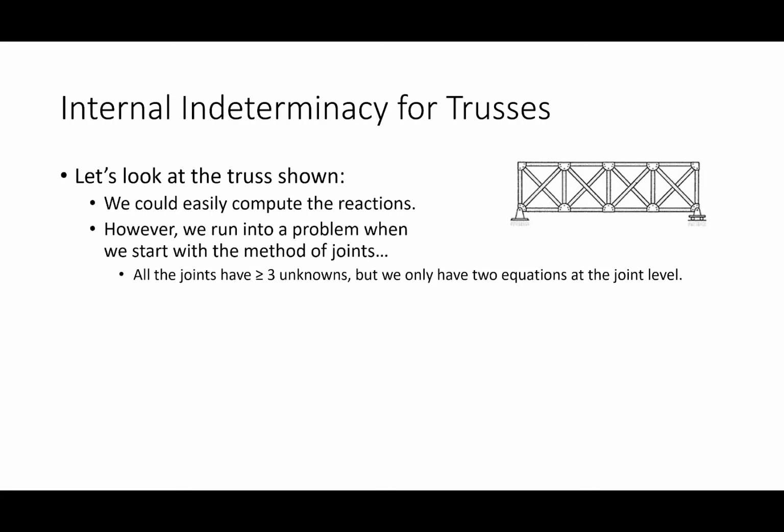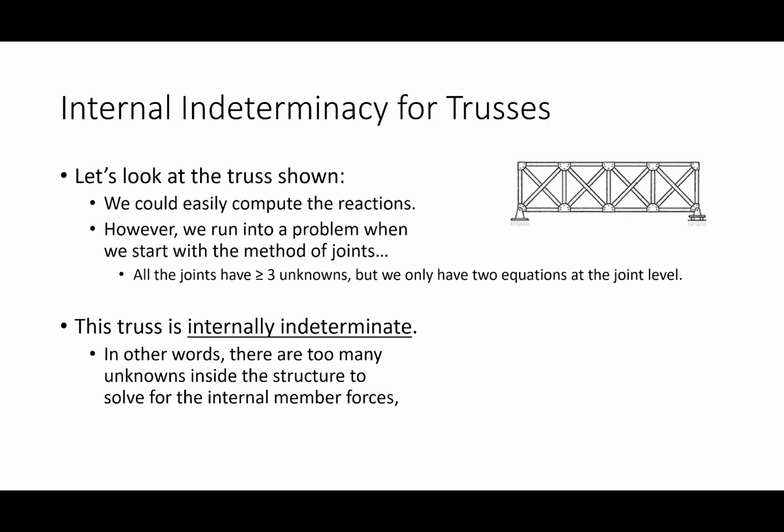I can solve for the reactions just fine, but once I start getting into the method of joints, I'm going to have a problem, okay? I'm not going to be able to solve the internal forces because of this. Okay, so I propose that this truss is indeterminate internally, okay? That internally there are too many unknowns in order to solve the internal forces in the system.